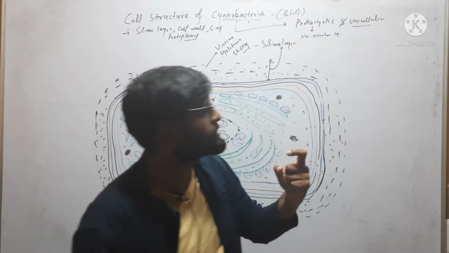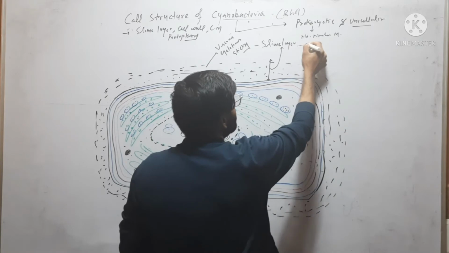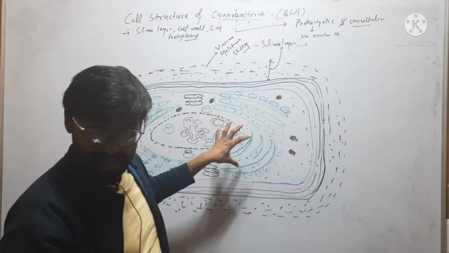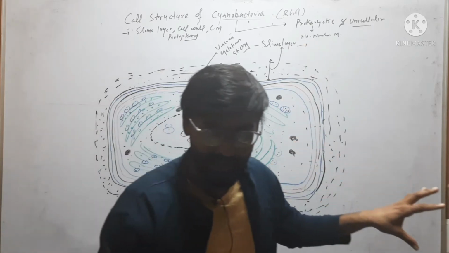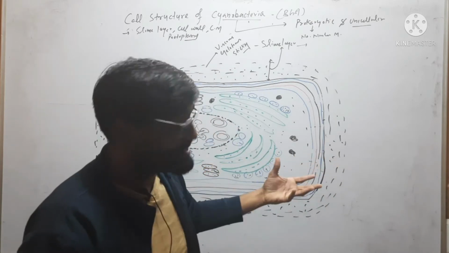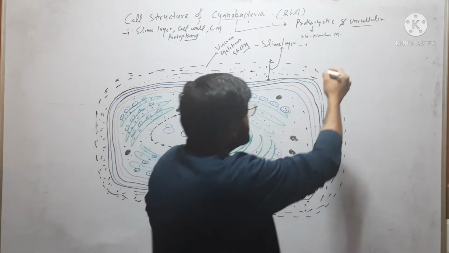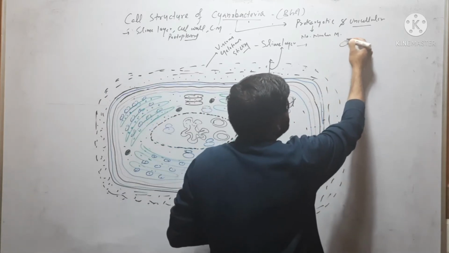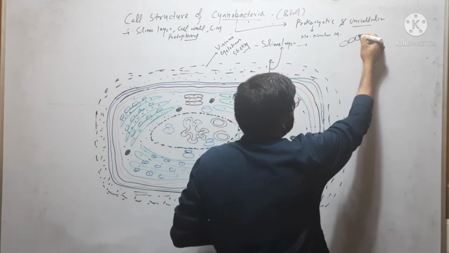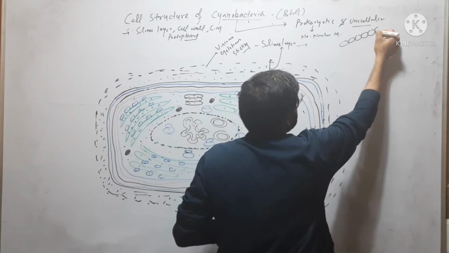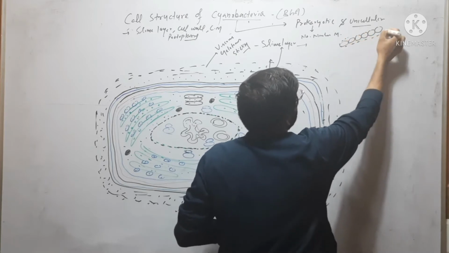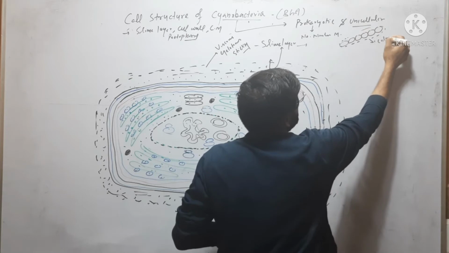So what is the function of slime layer? This slime layer keeps the cell moist and prevents it from desiccation in drought conditions. And another function of this slime layer is that it helps in sticking of one cell with another cell, and so ultimately helps in formation of colony.